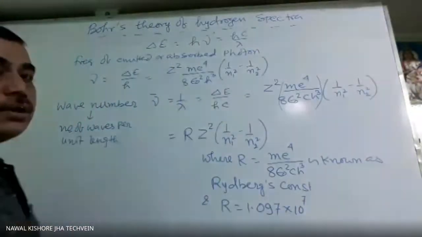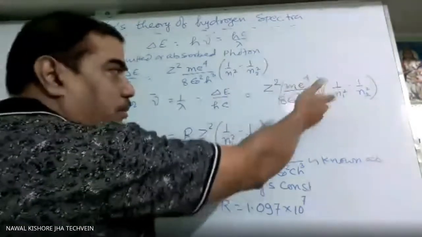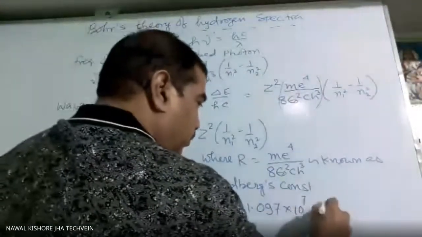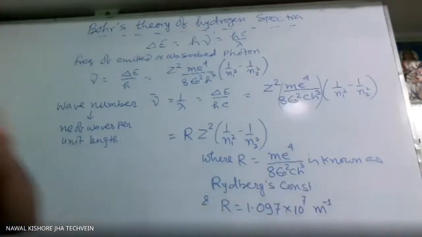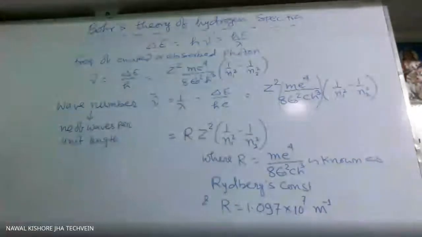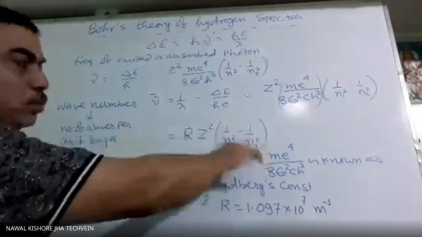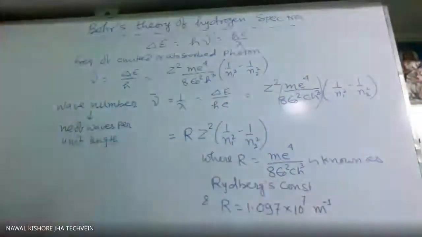So what will be the unit? 1 by lambda per meter. So it should be also per meter, or meter minus 1. That is, in 1 meter, this many waves will come if the remaining thing is 1, that is Z is 1, 1 by n1 square minus 1 by n2 square is also 1. Then this many waves will come in 1 meter. That is the Rydberg constant.